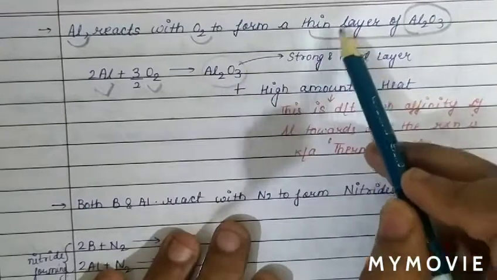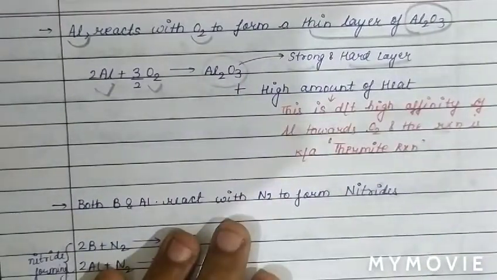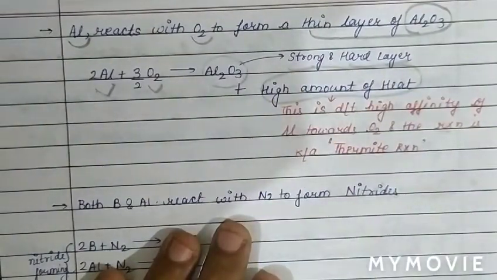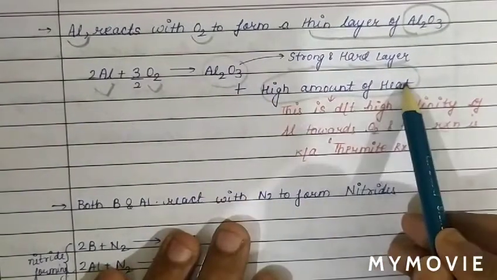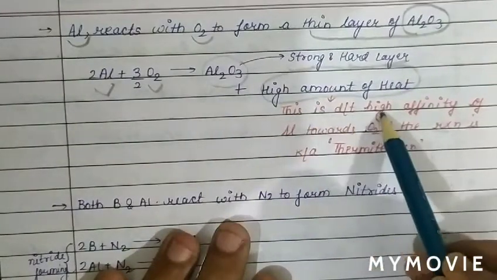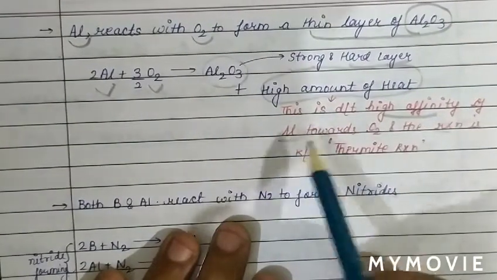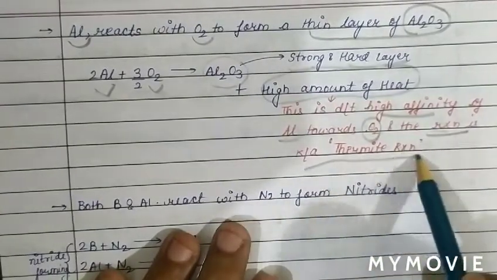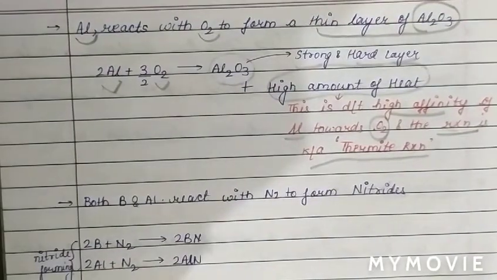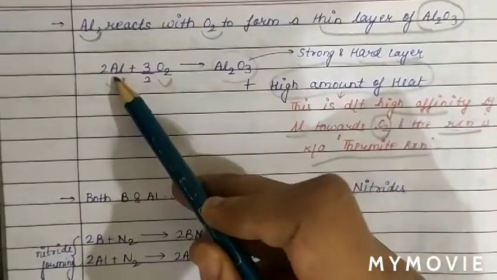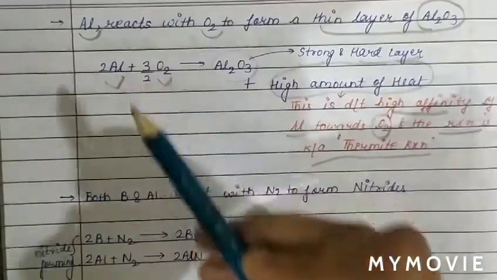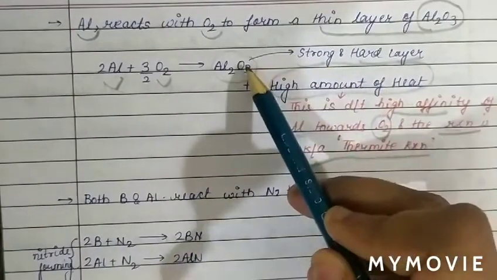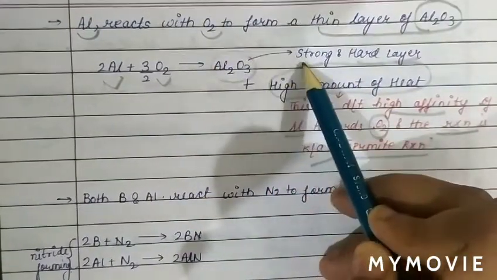This is a thin, strong and hard layer of Al2O3, and some amount of heat is also released in this process. Why is some amount of heat released? This is due to the high affinity of aluminium towards oxygen. The reaction is also known as the thermite reaction. The layer of Al2O3 is thin, strong and hard.